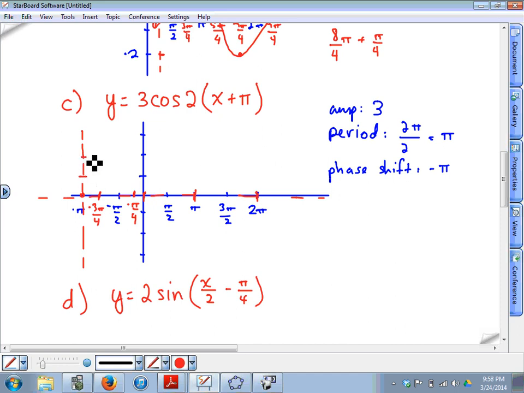And then the amplitude is 3, and since we're graphing a cosine function, the cosine function starts at the top of its amplitude. It's going to come down through 0, and then down to the lowest point of its amplitude, back up through 0, and then the cycle ends at the highest point of its amplitude.